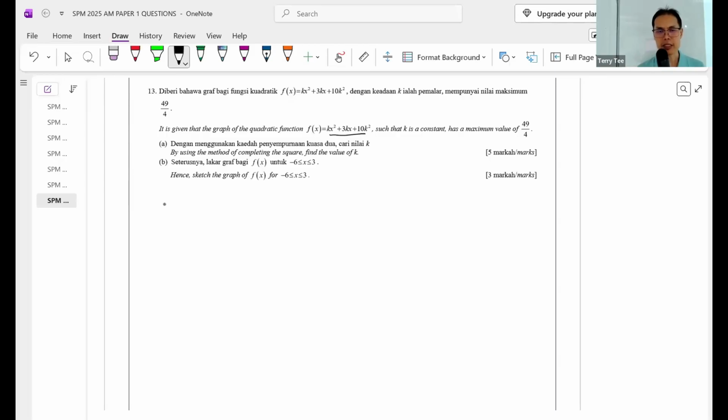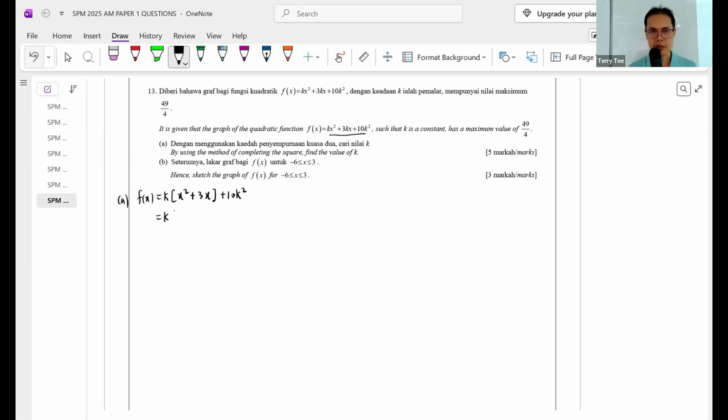You're given the maximum, right? So remember how to complete the square? First, you take out k. There's an x squared here. 3kx, you take out k, you're left with 3x. The 10k squared, I leave it outside.